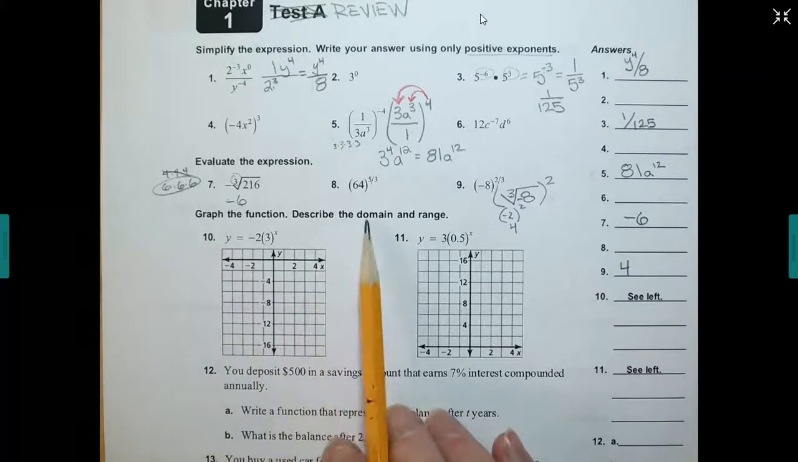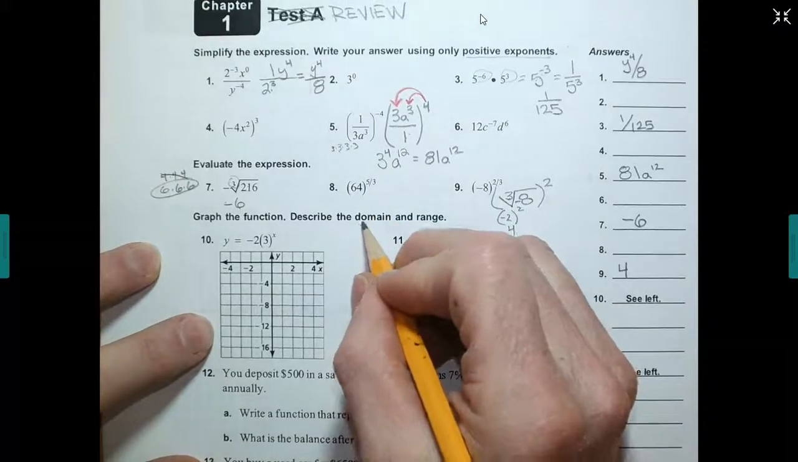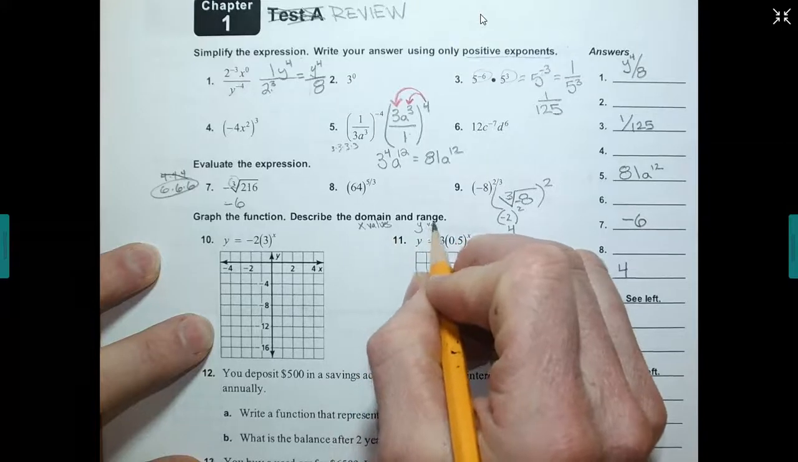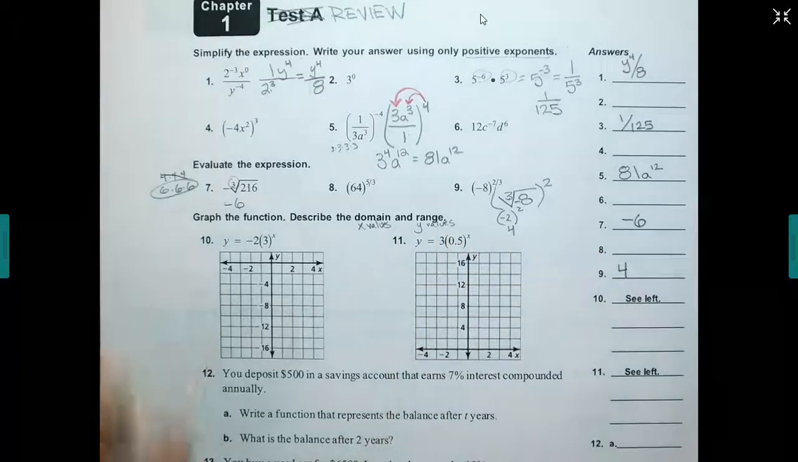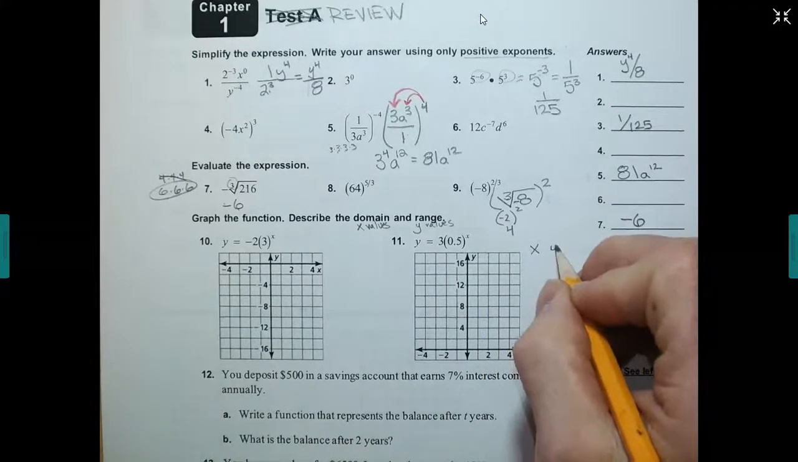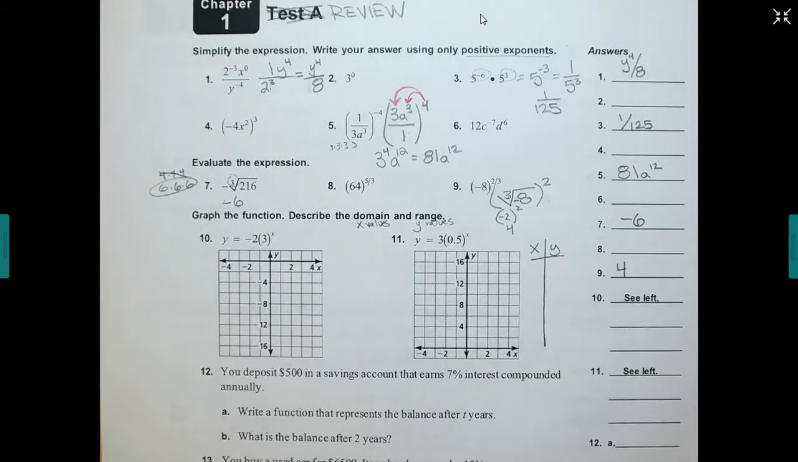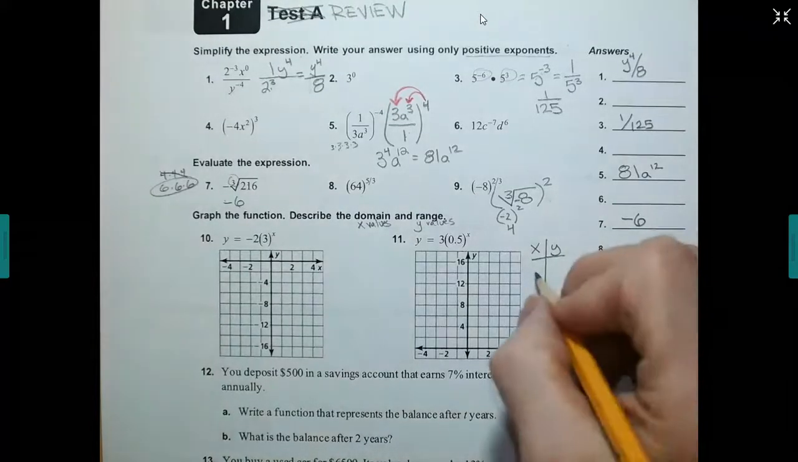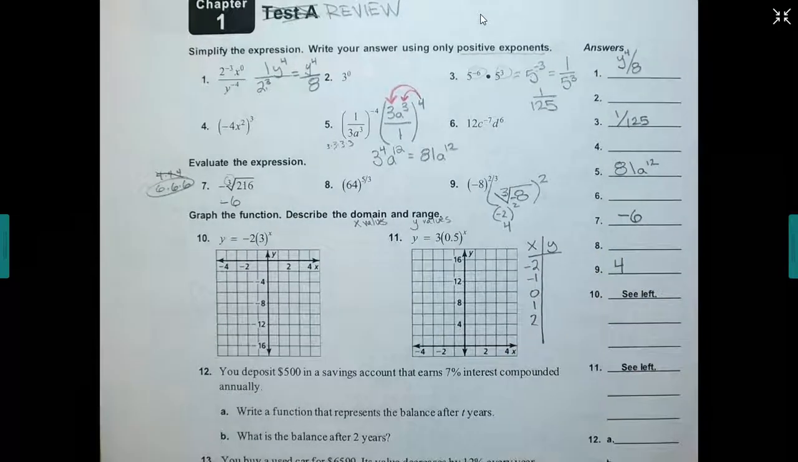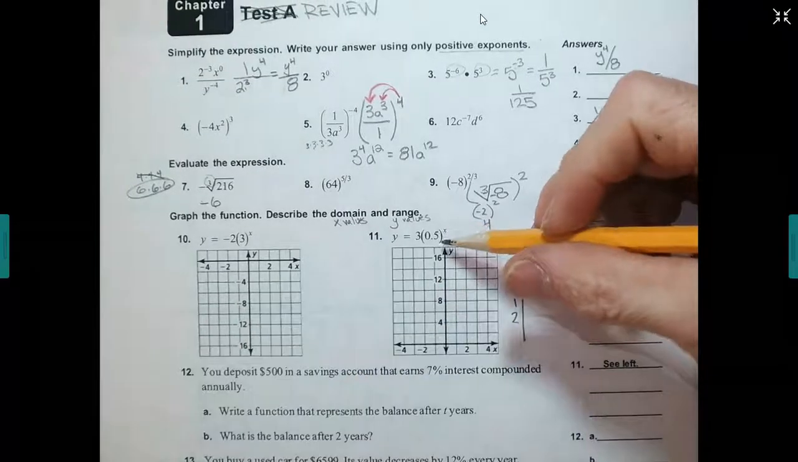Graph the function to describe the domain and range. Domain is all x values. Range is all y values. All right, so x, y. So let's do the negative 2, negative 1, 0, 1, 2, and see where that gets us. So I'll plug a negative 2 into here.